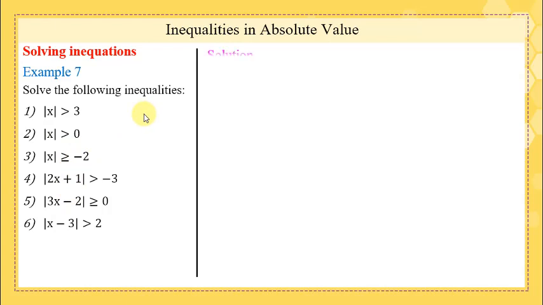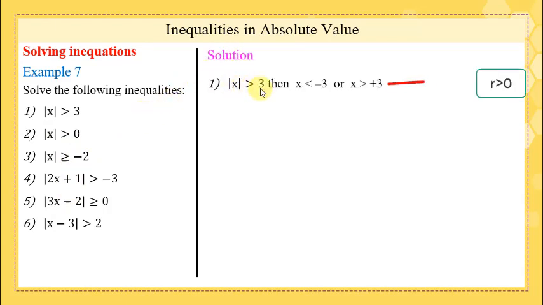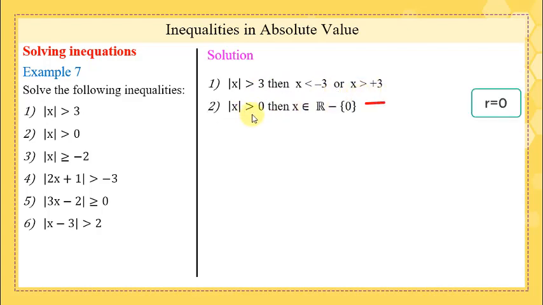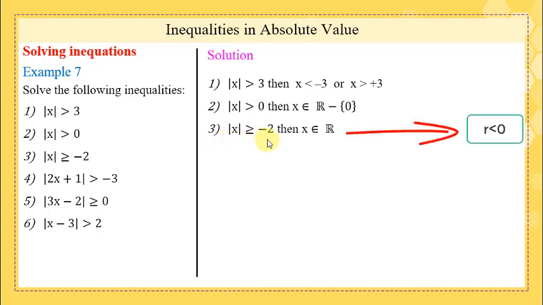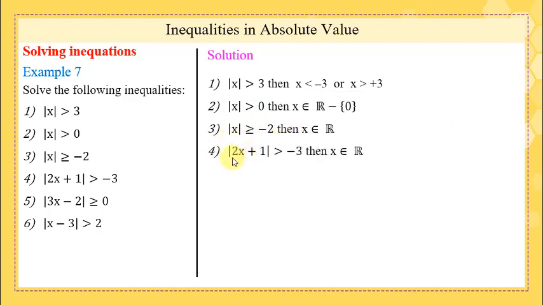Example 7. Solve the following inequalities. If absolute value of x is greater than 3, we write x less than minus 3 or x greater than plus 3. Absolute value of x greater than 0, then x belongs to R minus {0}. All the numbers are accepted here except 0. Absolute value of x greater than or equal to minus 2, x belongs to R. Absolute value of 2x plus 1 greater than negative 3, then x belongs to R. Absolute value of this binomial greater than 0, then x belongs to R.